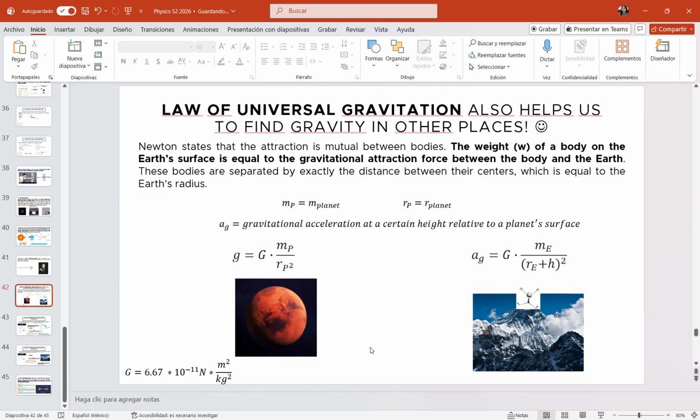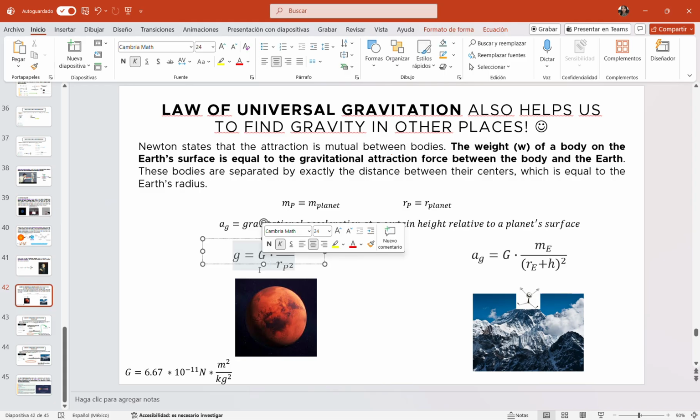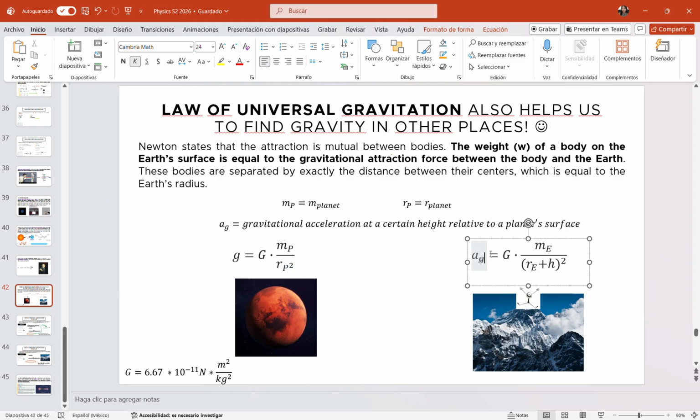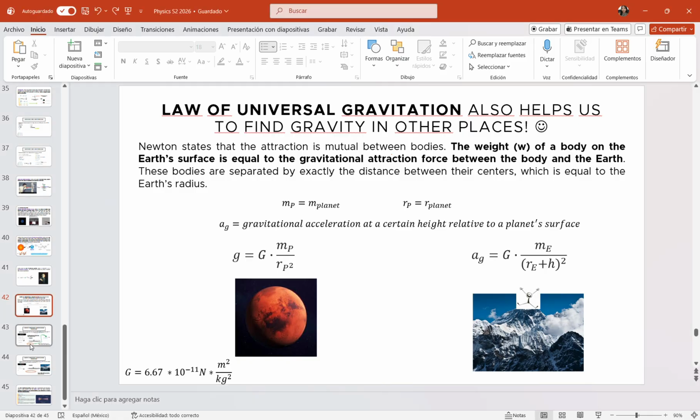Ready. Okay. If we want to find the gravity on Mars, we only need the gravitational constant, which is the same we have here, the mass of the planet, and the radius of the planet. In some cases, we could be interested in what the gravity is at a certain point on Earth, because we know that there are very high places. Let's solve some problems.